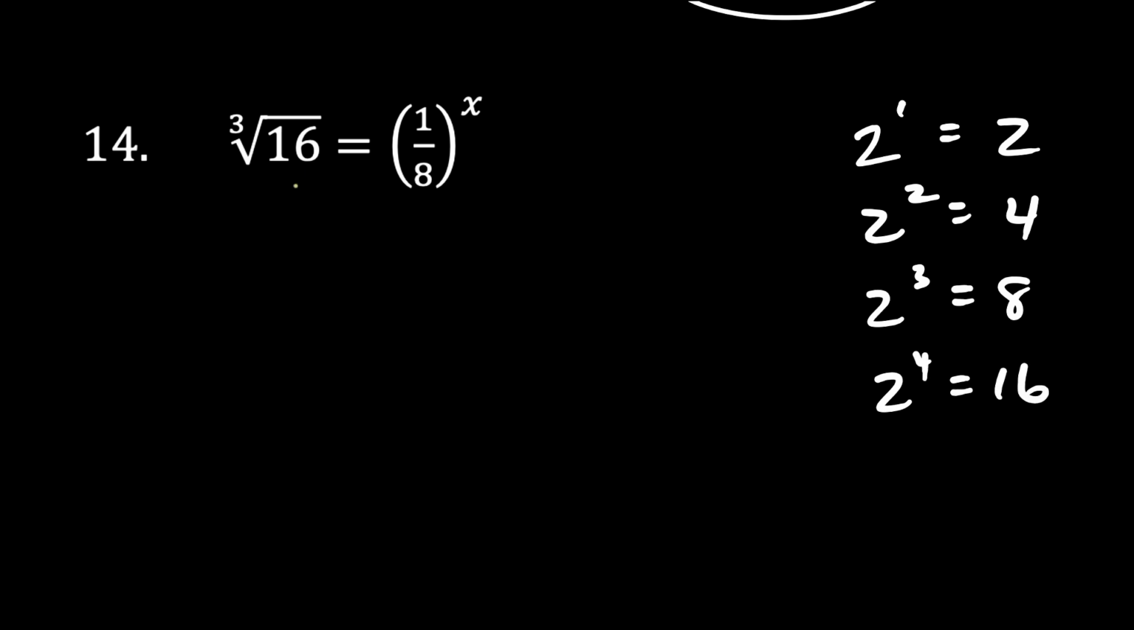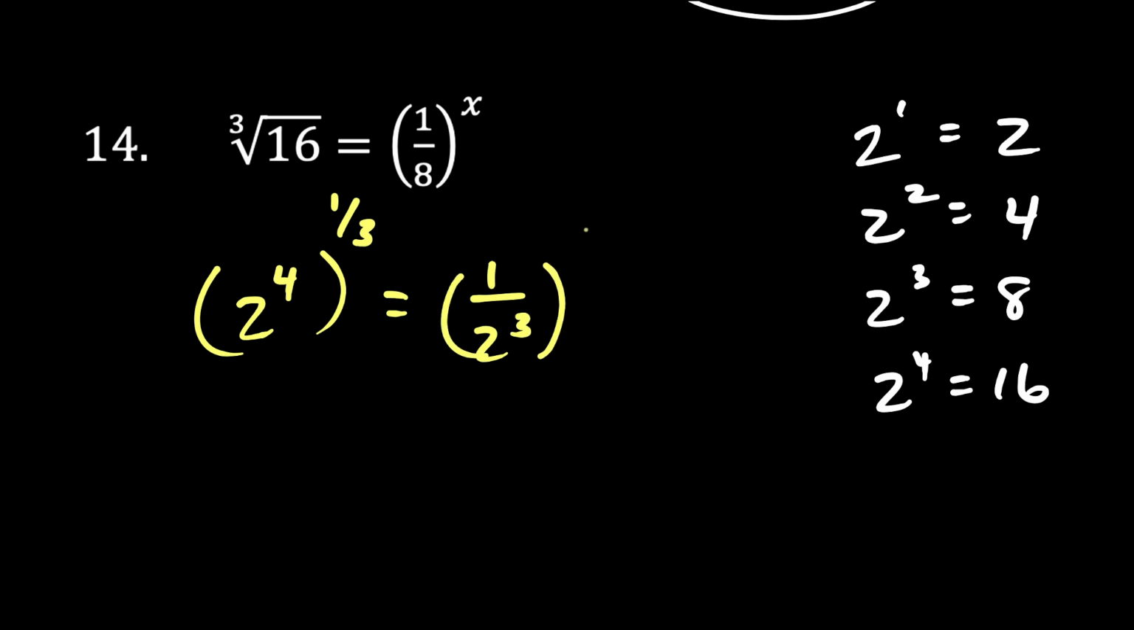So now the 16 can be rewritten as 2 to the fourth. And remember, this is the cube root, or the third root of 16, so that's going to be written as to the 1/3 power. 1 over 8 to the x, so we can write this as 1 over 8 is 2 to the third, and that's all to the x. Now we're going to use our power to a power rule here on the left. So that's going to be 2 to the 4/3. Now, here's an interesting thing. Let's write this over here.